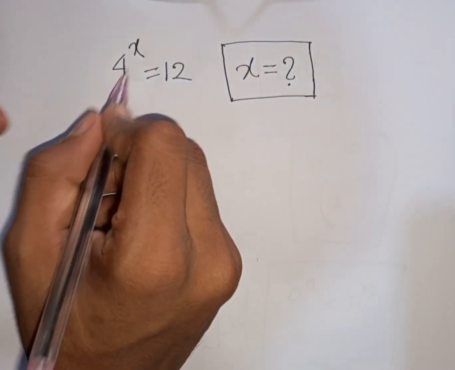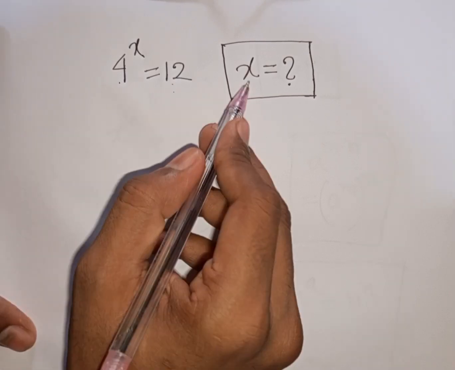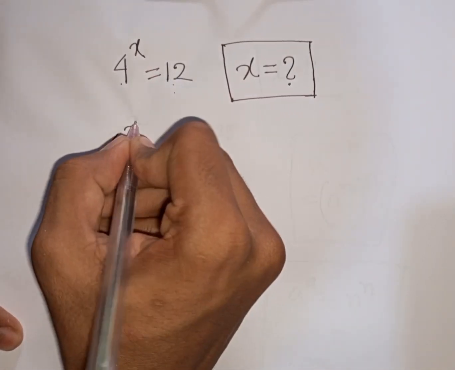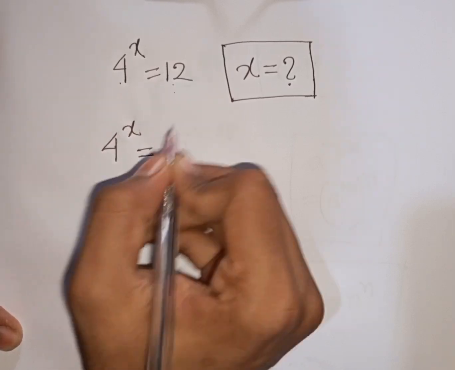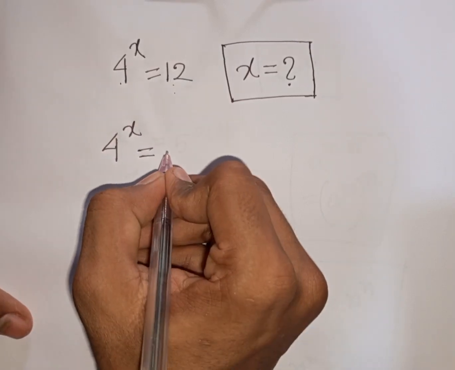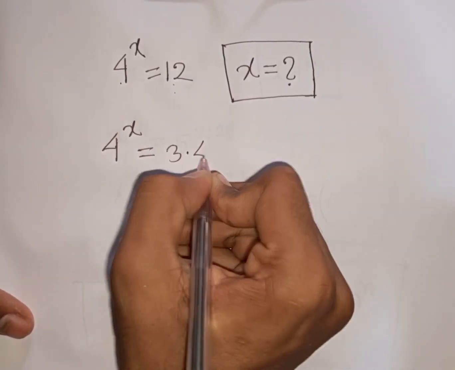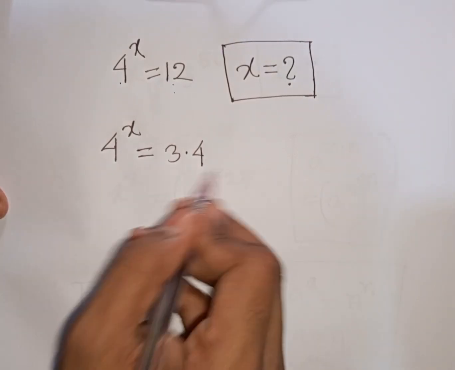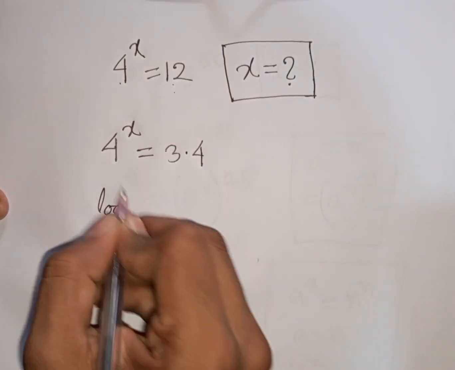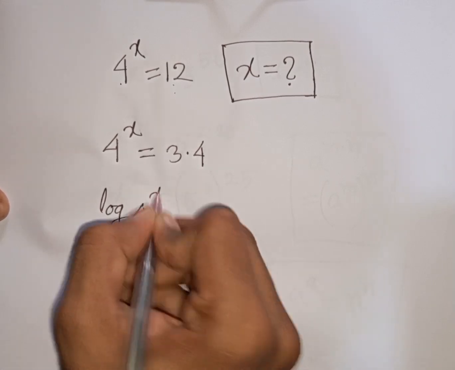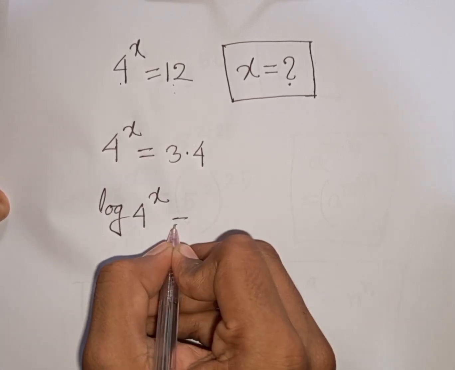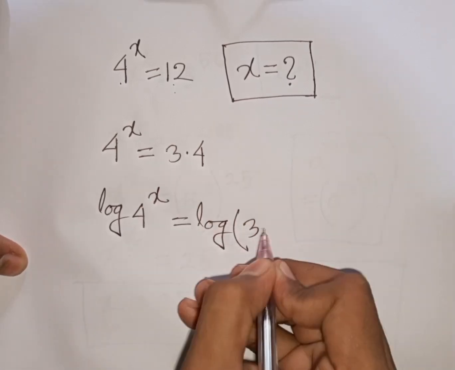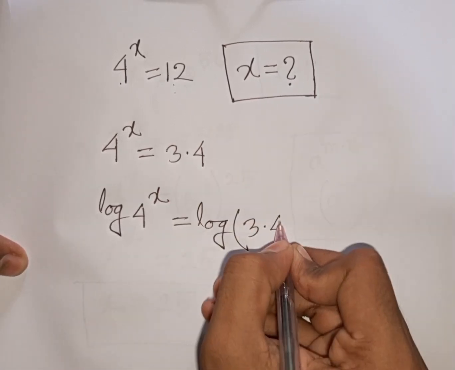How to solve 4 power x is equal to 12. Find the value of x. So we have 4 power x is equal to 12, which can be written as 3 times 4. Now we take log on both sides, so you can write here log of 4 power x is equal to log of 3 times 4.